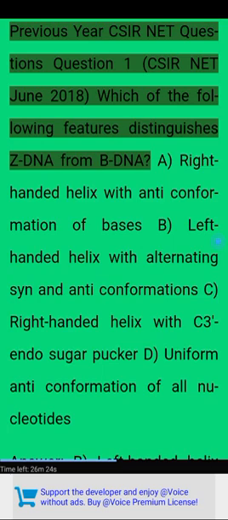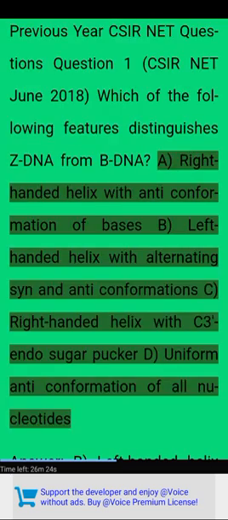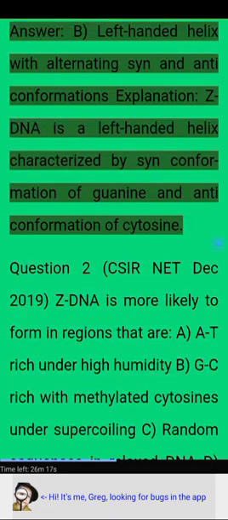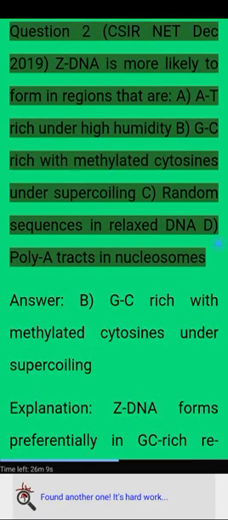Previous year CSIR-NET questions. Question 1. CSIR-NET June 2018. Which of the following features distinguishes Z-DNA from B-DNA? A. Right-handed helix with anti-conformation of bases. B. Left-handed helix with alternating syn and anti-conformation. C. Right-handed helix with C3' endo sugar pucker. D. Uniform anti-conformation of all nucleotides. Answer. B. Left-handed helix with alternating syn and anti-conformations. Explanation. Z-DNA is a left-handed helix characterized by syn conformation of guanine and anti-conformation of cytosine.